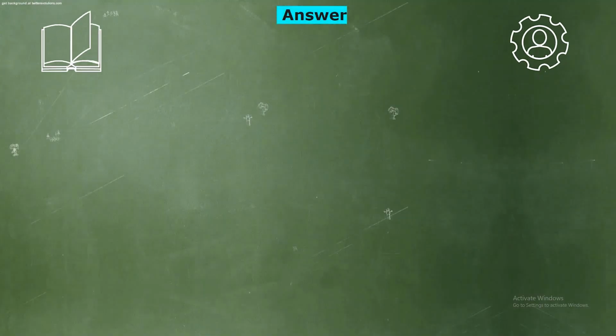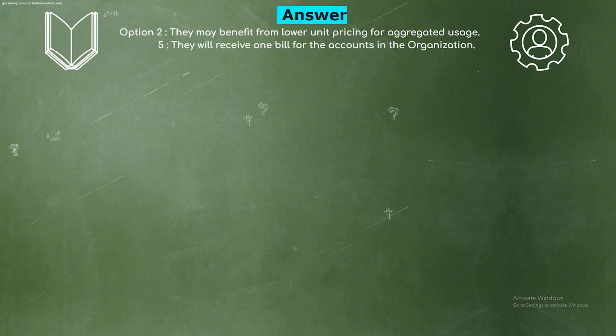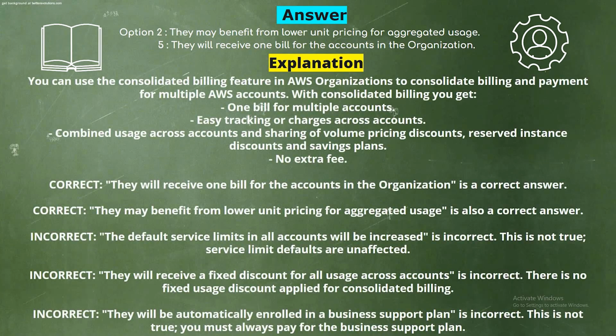And the correct answers are Option 2. They may benefit from lower unit pricing for aggregated usage. And Option 5. They will receive one bill for the accounts in the organization. Explanation. You can use the consolidated billing feature in AWS Organizations to consolidate billing and payment for multiple AWS accounts. With consolidated billing you get one bill for multiple accounts, easy tracking of charges across accounts, combined usage across accounts and sharing of volume pricing discounts, reserved instance discounts and savings plans.